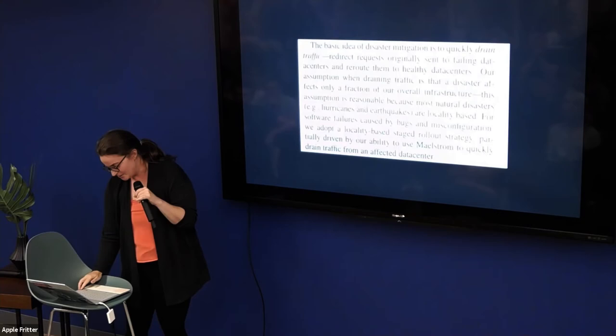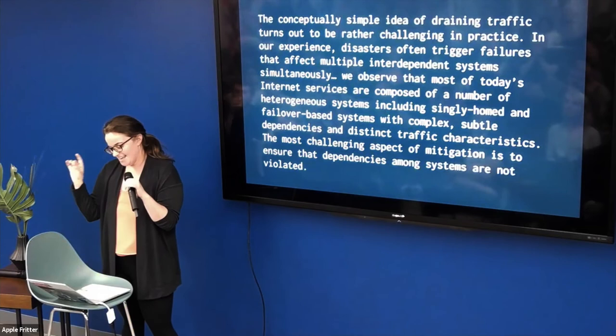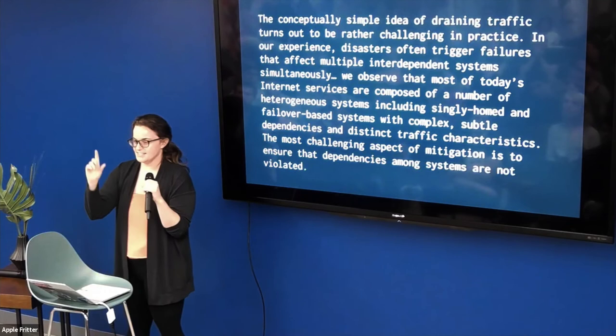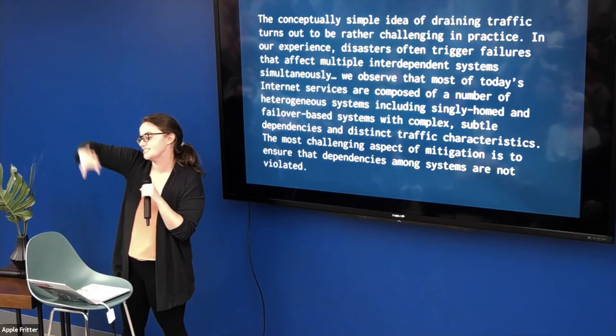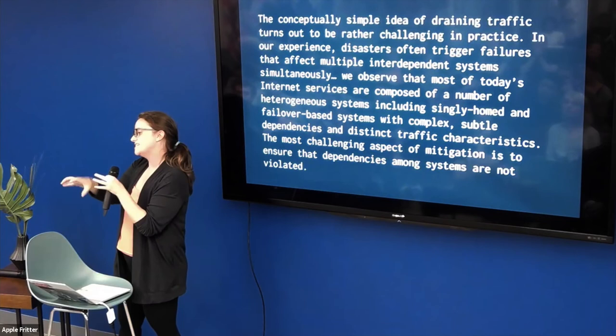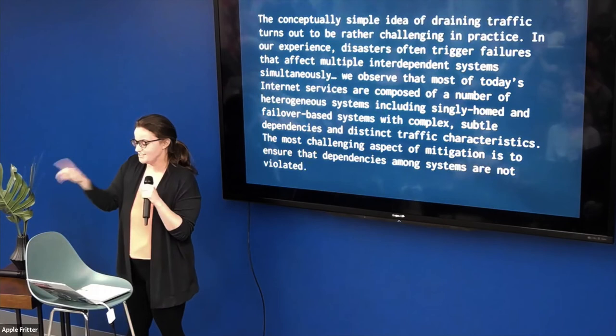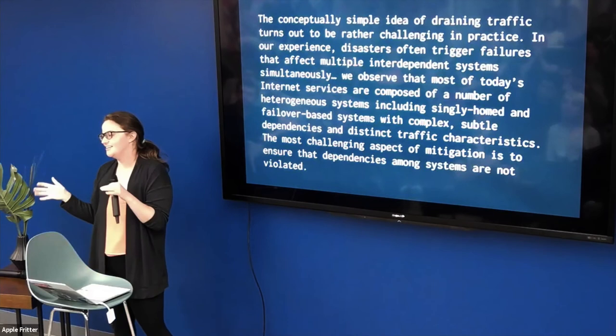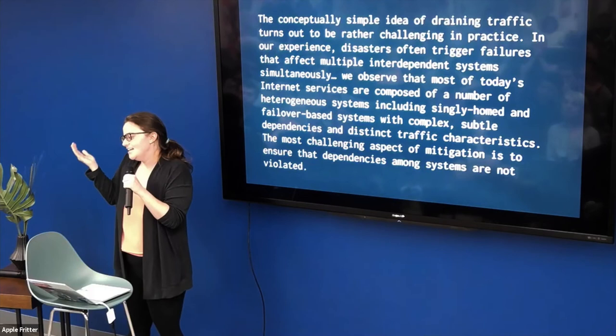It turns out to be really, really hard because disasters trigger failures that affect multiple interdependent systems simultaneously. In your distributed system, this service talks to this service talks to this service, and they're interdependent on each other. It's almost like the dependencies of your software code, except all these services have dependencies of their own. So you have to keep in mind that if you move one service, all its child dependent services also need to be moved. And you're doing this at the scale of a company with so many microservices that your ops team doesn't know what services depend on each other, so you need to automate this, right?